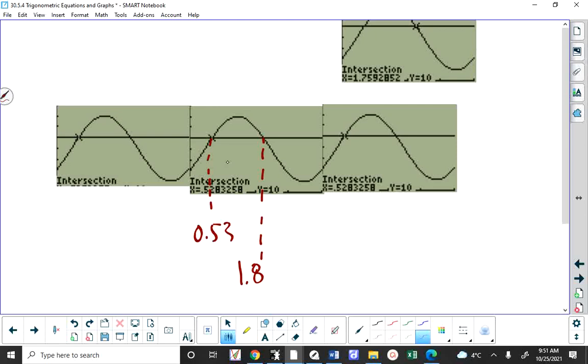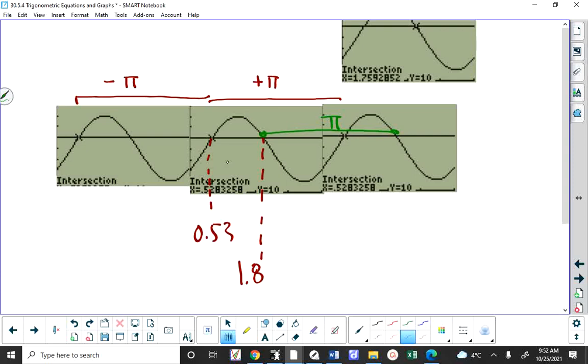Okay. The distance from here to here is pi. The distance from here to here is pi. The distance from here to here is pi. And the reason that distance is always pi is because the period is pi. This is equivalent, everybody, in the last unit where we found all of the solutions in one rotation and then added multiples of a full rotation. Now we have to add multiples of a period.